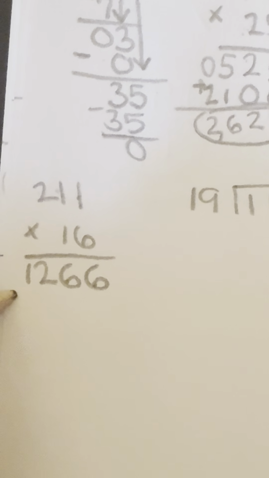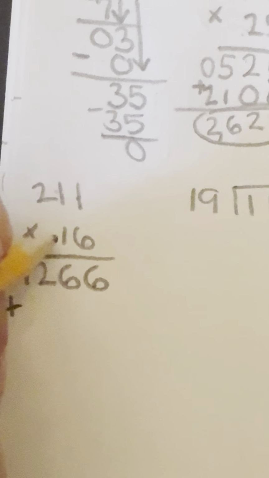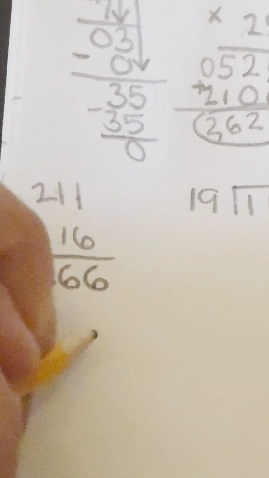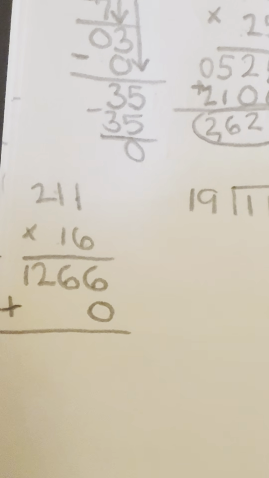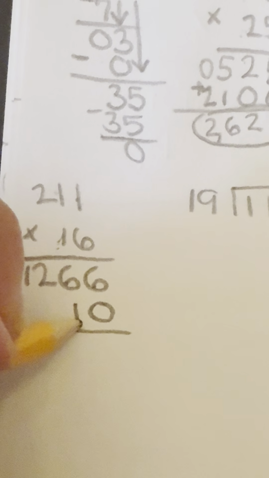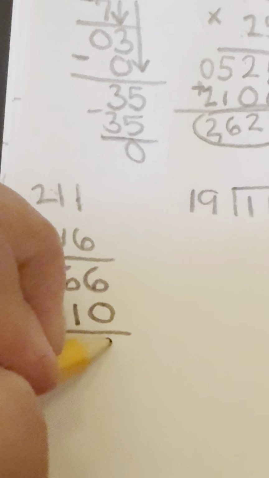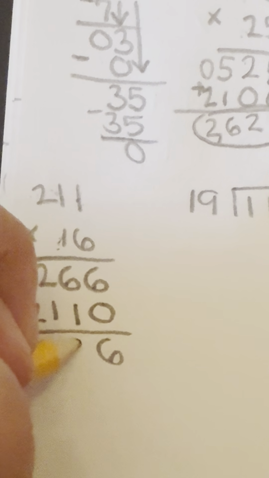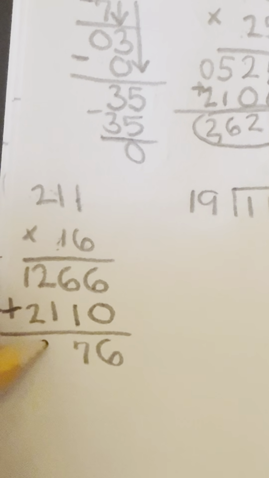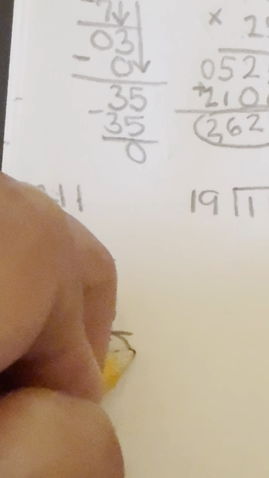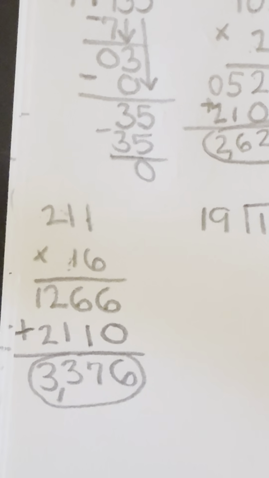Now we're going to do our next number. Because we are on our second line, we're going to start with the 0 at the end there, and then we're going to do our multiplication. So 1 times 1 is 1, 1 times 1 is 1, 1 times 2 is 2. And then we add these two numbers together. 6 and 0 is 6. 6 and 1 is 7. 2 and 1 is 3. And 1 and 2 is also 3. 3,376 is your correct answer.